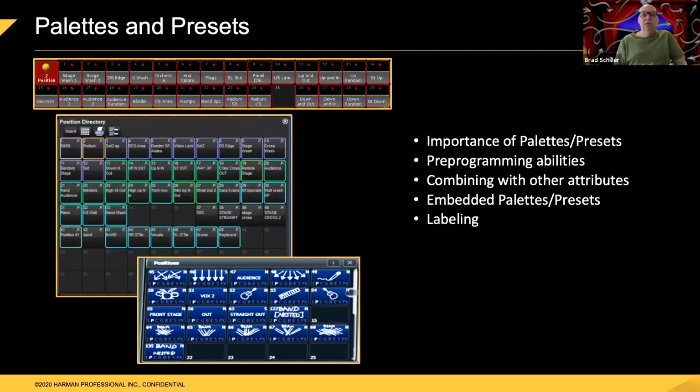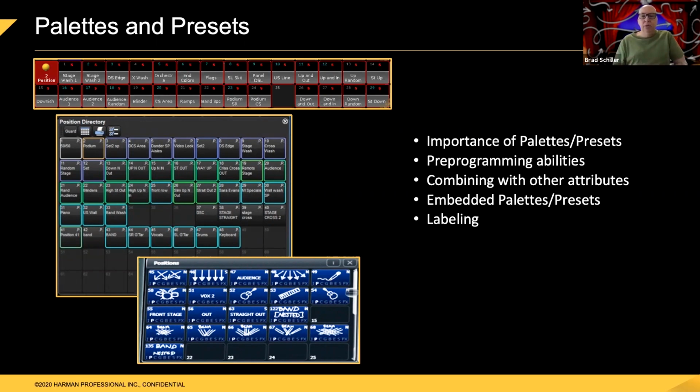Additionally, most consoles allow you to color code your palettes and presets. So as you can see in that one picture in the middle, you can color code them and set that certain ones are one color for what's on the stage, another color for beams that are out in the audience, maybe another color for specials. Very useful to help you quickly know and understand which positions are for what area of the venue.